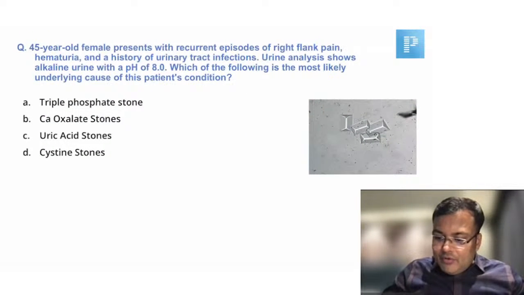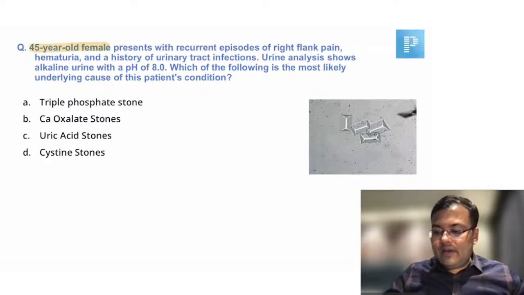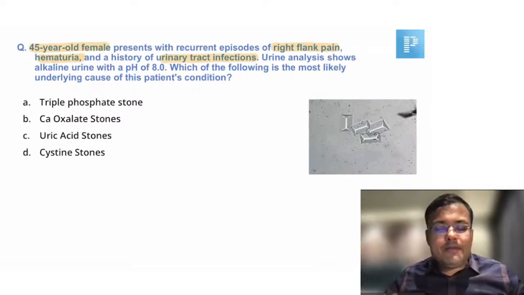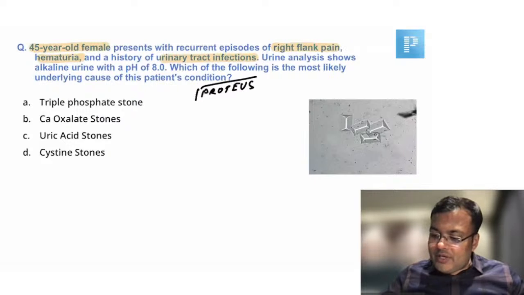So guys, see here. You can see a 45 years old female presents with recurrent episodes of right flank pain. There is hematuria, history of UTI. And you know that this staghorn calculi, obviously it is more common in females. Why? Because females have short urethra. There is increased risk of UTI. Which organism is responsible, guys? You already know. It is Proteus.